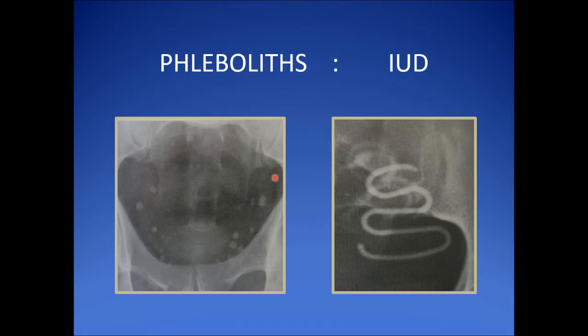Other findings that we commonly see, especially in elderly individuals, are small rounded calcific densities with central lucencies. These are called phleboliths, or calcifications within the veins. These are just incidental findings. Another incidental finding will be the presence of an intrauterine contraceptive device in female patients.